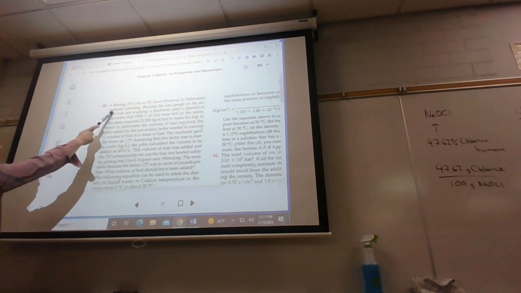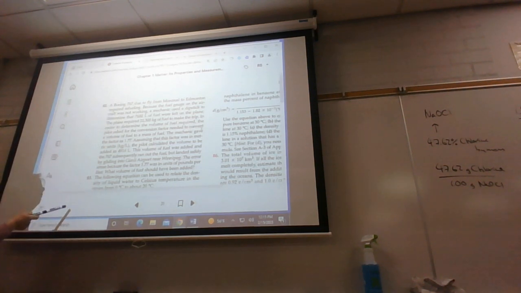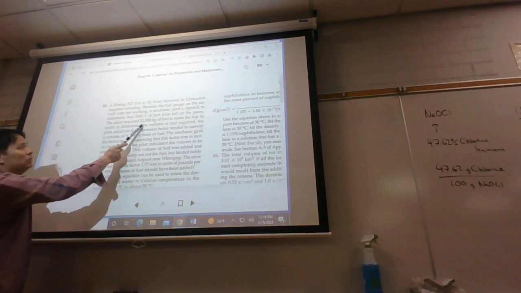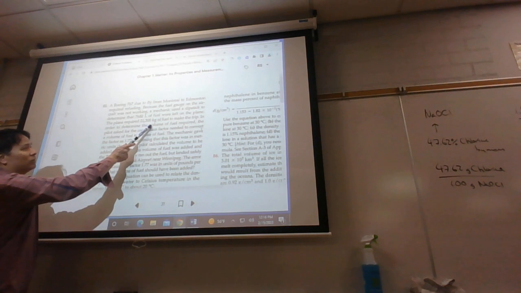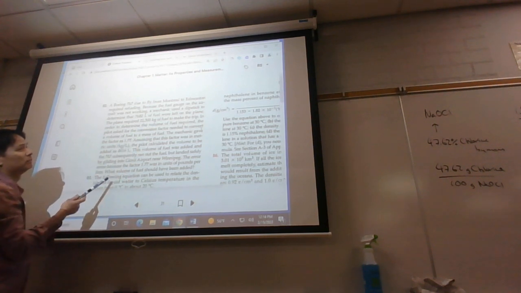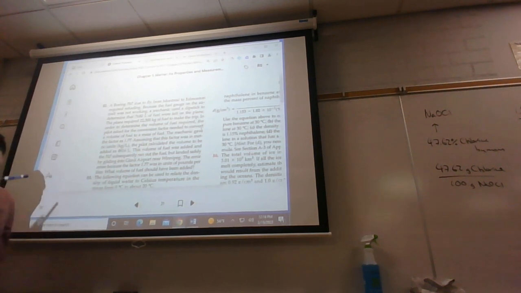All right, number 82. A Boeing 767 due to fly from Montreal to Edmonton required refueling. Because the fuel gauge on the aircraft was not working, a mechanic used a dipstick to determine that 7,682 liters of fuel were left on the plane. The plane required 22,300 kilograms of fuel to make the trip. Okay.